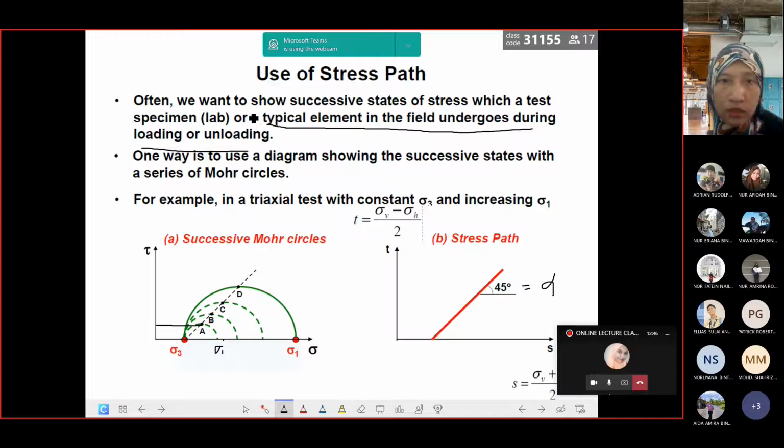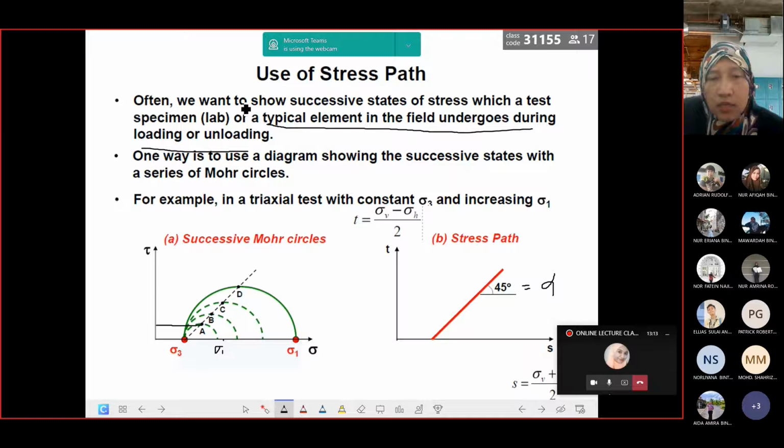Okay, when you have some samples and then the sample is subjected to confining stress and then you add additional axial stress, during that time there will be stages in the consolidation and also the shearing stage. It's how the stresses change from the initial state to the final stress value. So in a way to present the changes in the stress, you can use the stress path.